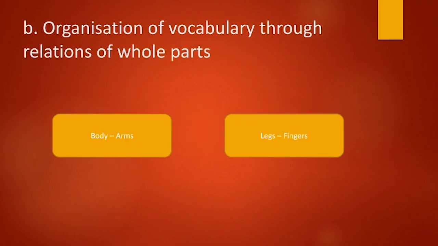And then the second is organization of vocabulary through relation of whole parts. For example, body, arms, legs, fingers. In this case, we can explain to the children that arms are parts of our body, and then the fingers are parts of our arms.